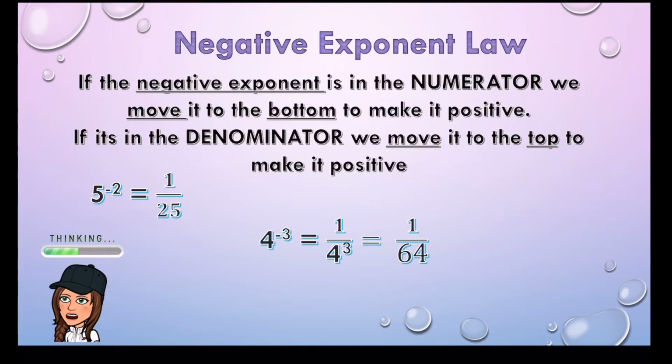Remember what I said a couple slides back. A negative exponent does not make the answer negative. Now look what we have here. My exponent's in the bottom. If I move it to the top, it is now positive. So my answer is x to the 7th.